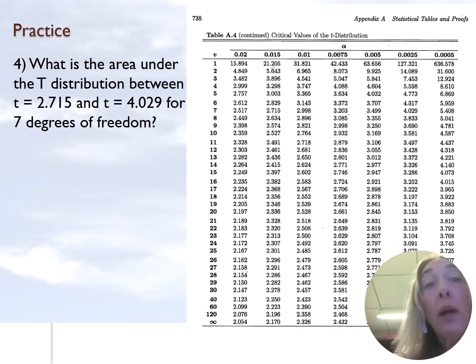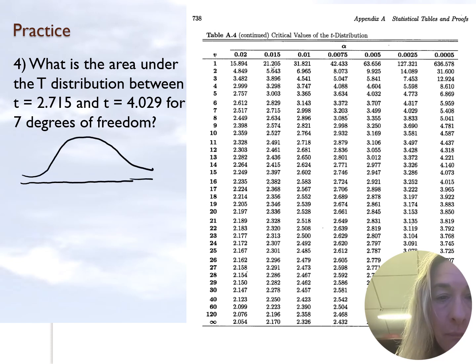Okay, let's try one additional practice example. This one asks us, what is the area under the t distribution curve between a t of 2.715 and t of 4.029 for 7 degrees of freedom? So this type of problem is one that really benefits from drawing a picture. So we're going to do that.